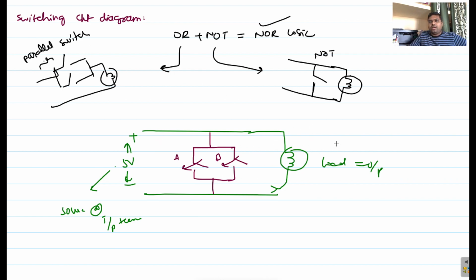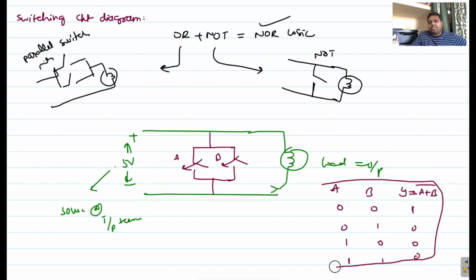You can verify with a truth table also, with A and B. Y equals A plus B, whole bar. So 0 0, 0 1, 1 0, 1 1. You will get 1 here and zeros here. Yes, you can verify whether this truth table is satisfied with this configuration. So this is about the switching circuit diagram for NOR logic. In the next session, we will discuss special gates or extra gates. Okay, thank you.